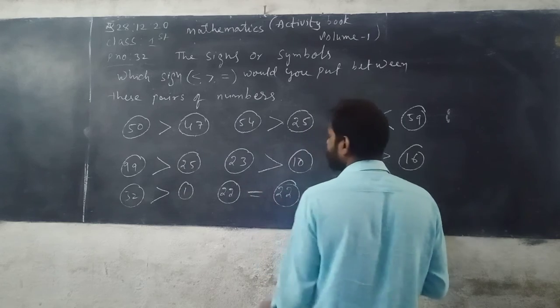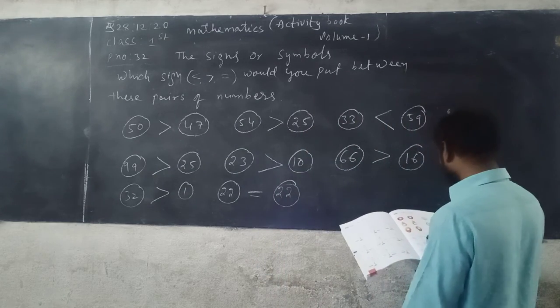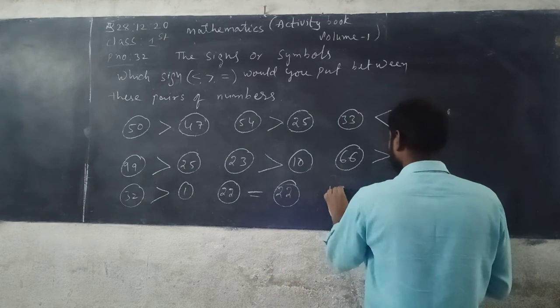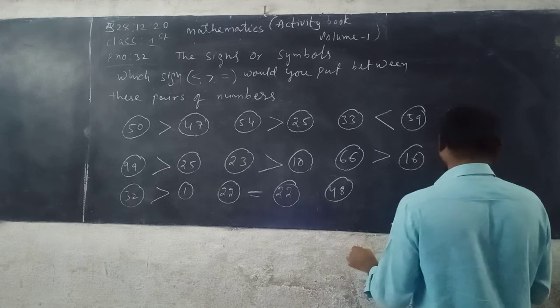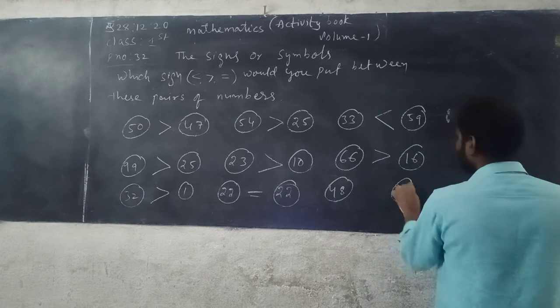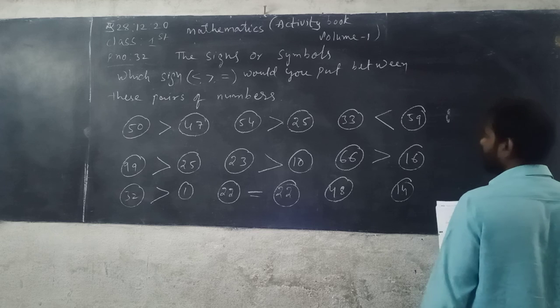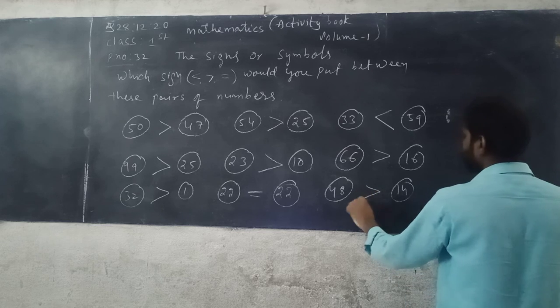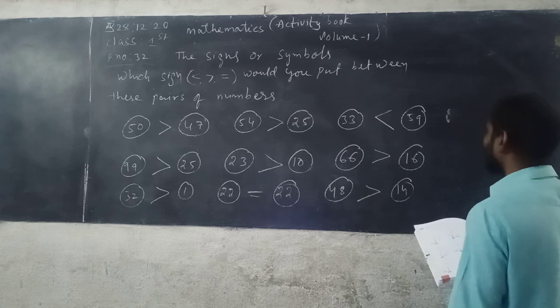See here, 22 is equal to 22. Then you can use here the equal symbol. 48 and 14. 48 is the bigger number than 14. Then you can use the greater than symbol. It can be read as 48 is greater than 14.